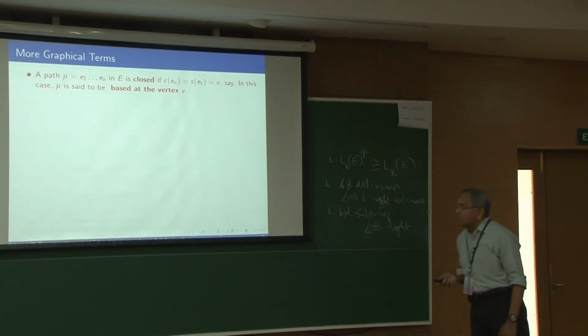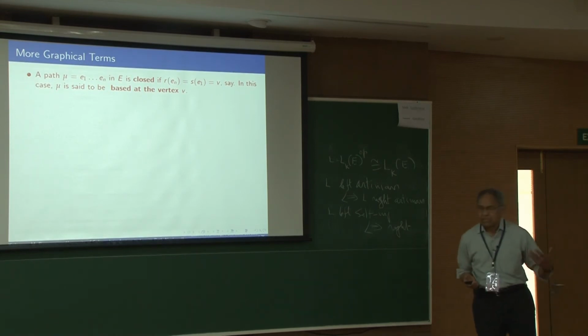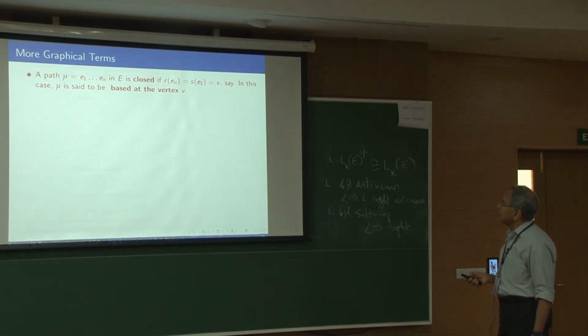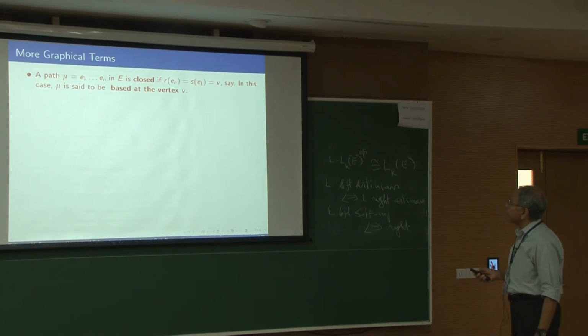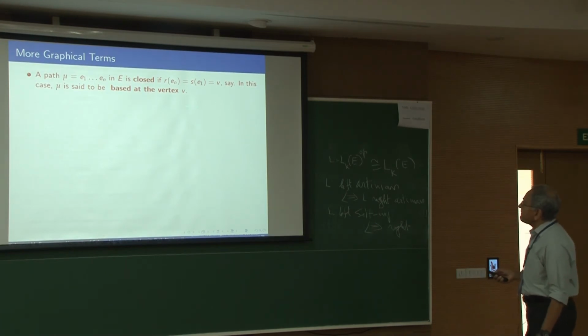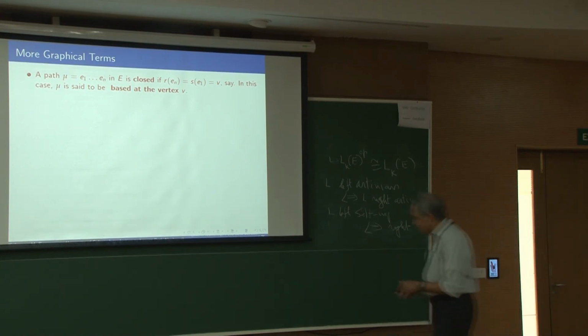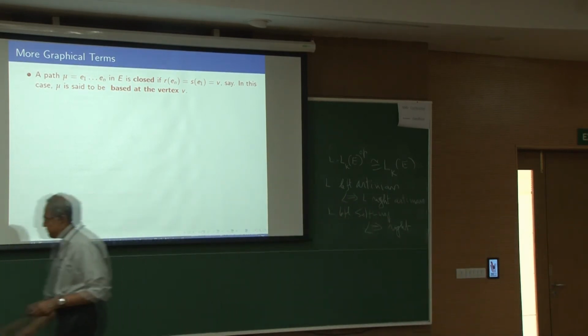Okay. A path is called closed. It's a common, normal, intuitive meaning. If the path mu is e1 e2 ... en, closed means the end vertex of en equals the beginning vertex of e1. The range of en must be the source of e1. Let us say v. In that case, we say this path is based on the vertex v there.